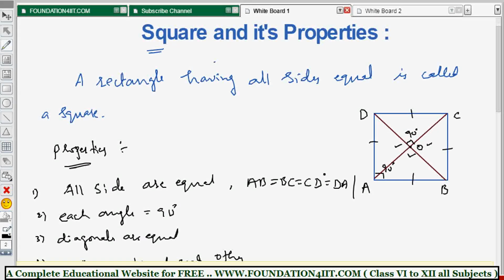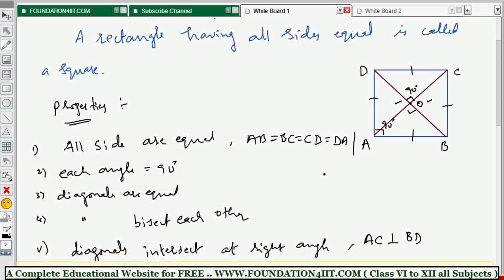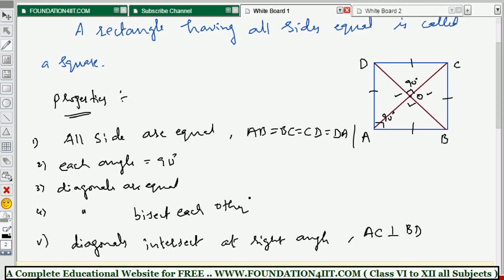All the sides are equal. The diagonals are intersecting each other and at the same time they bisect each other. So that's why you can call them perpendicular bisectors. So diagonals of a square are perpendicular bisectors. Right? These are the properties of a square. Next, after square, we'll see the trapezium and its properties also now.